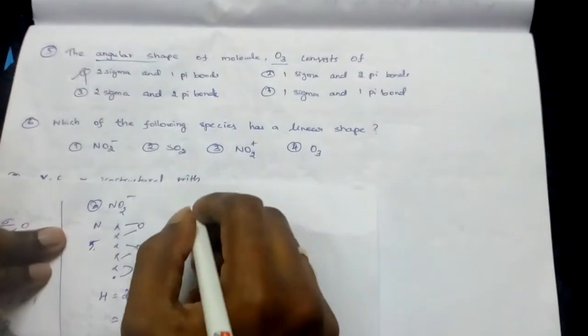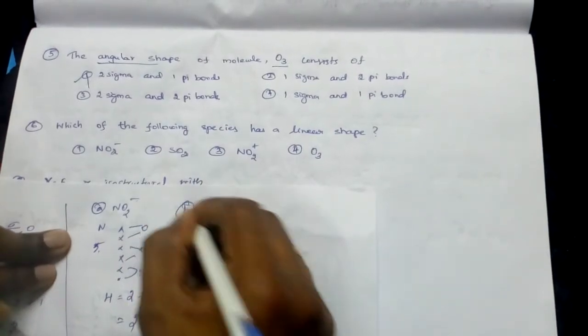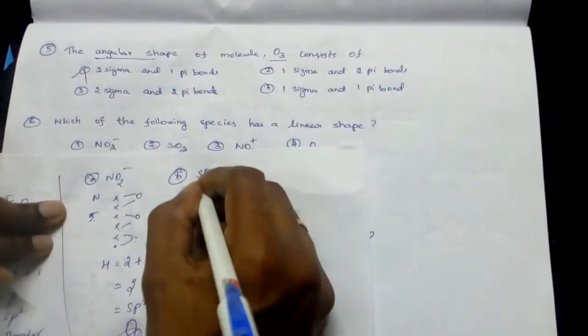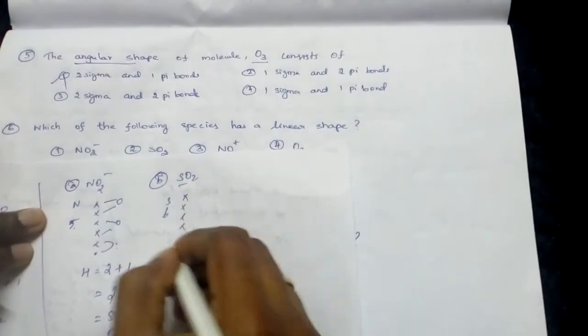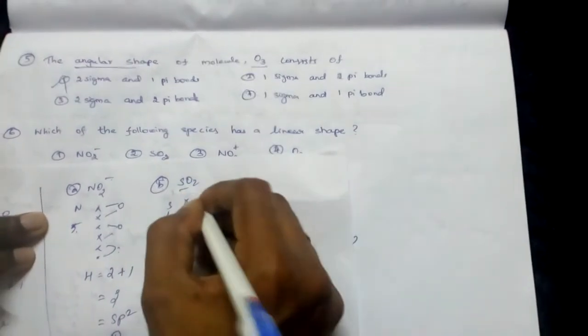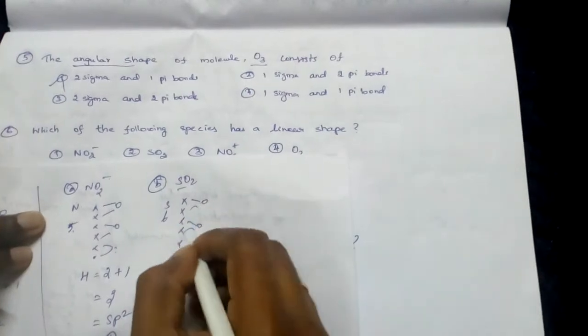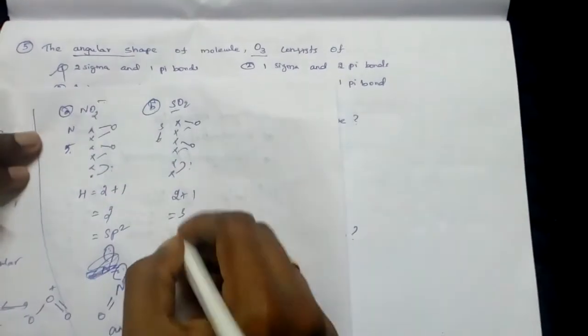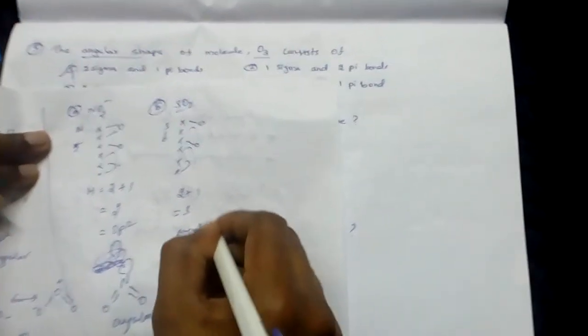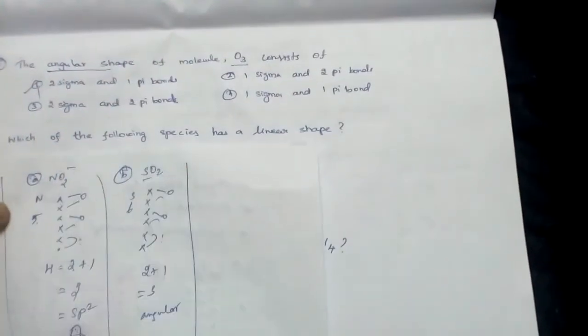Next check the second option, B, SO2. Sulfur is the central atom. Sulfur comes under the 6th group: 1 2 3 4 5 6. With oxygen, the other one is the lone pair. So 2 plus 1 is 3. Similarly, it also comes in the angular shape, so that is not linear. They ask only for linear.